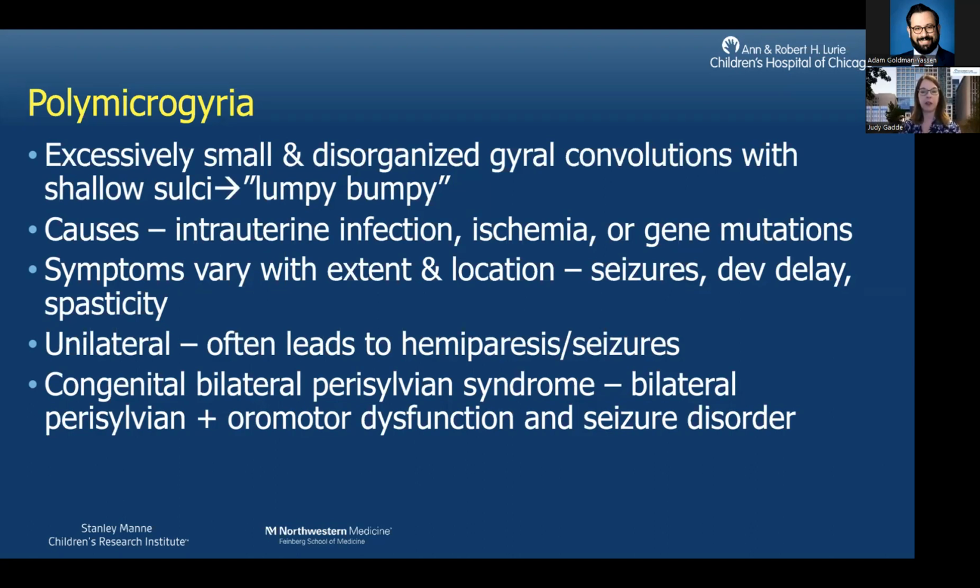The symptoms will vary with the extent and location. Most commonly, they will have seizures, of course, developmental delay, and spasticity. It can be unilateral. If it is unilateral, it will often lead to hemiparesis and again, seizures. And then just to be familiar with something called congenital bilateral perisylvian syndrome. So this is when you have bilateral perisylvian polymicrogyria, and they often will have oromotor dysfunction and seizure disorder.